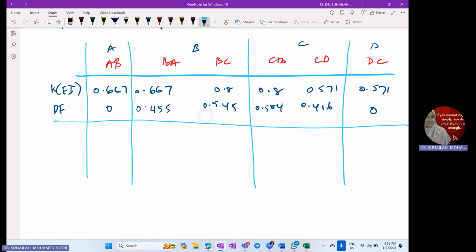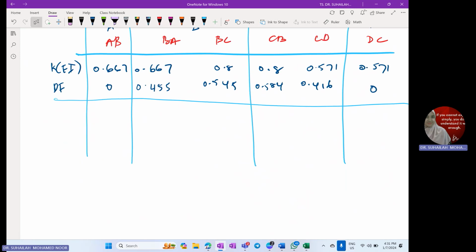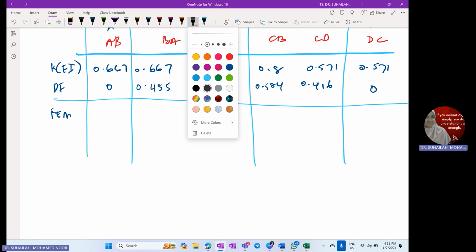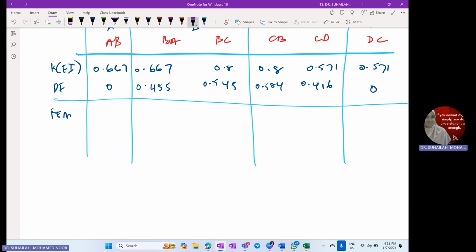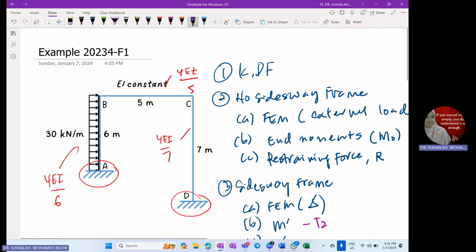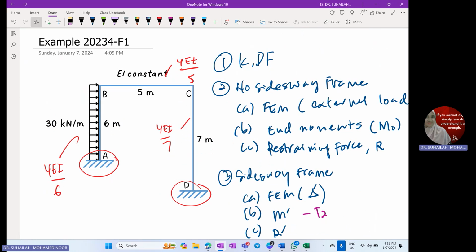Okay, now we will start with the FEM due to external loading. Back to the question, it is AB that is subjected to W. It is a UDL, so we use WL squared over 12. W is 30, L is 6, and it is 90.